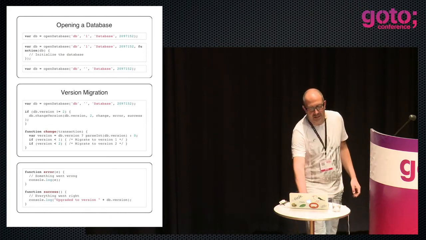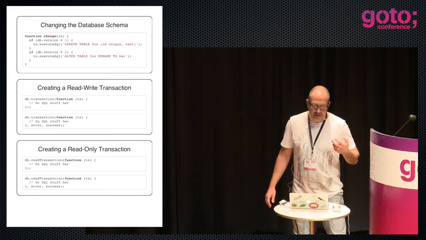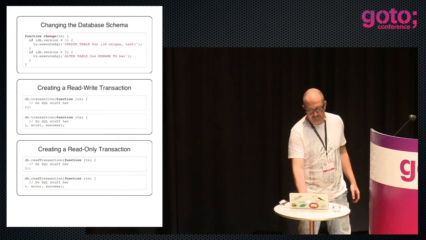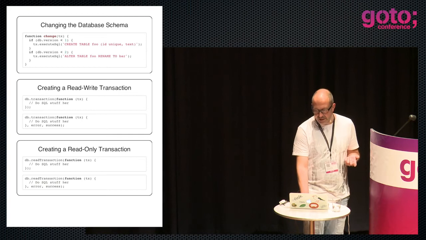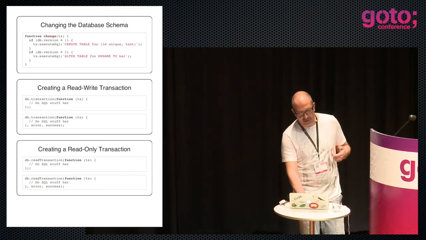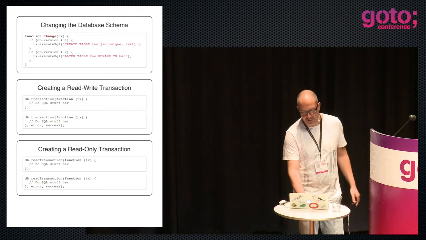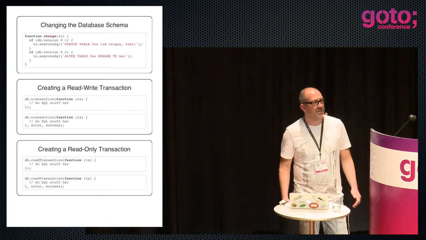The change function will take as its first parameter a transaction, and in this transaction you can alter the schema of the database. So here we have a migration path. If your database is brand new, you will give it version 0, or otherwise you will just take the parseInt of the version, and then you can say, okay, if you're older than 1, please do this. If you're older than 2, please do this, and so on. So you have a migration path to get all database schemas synchronized.